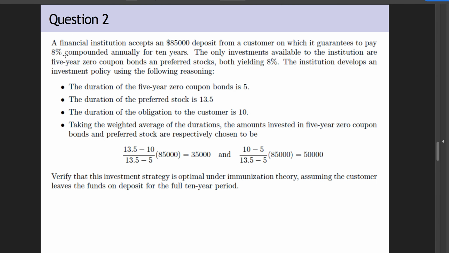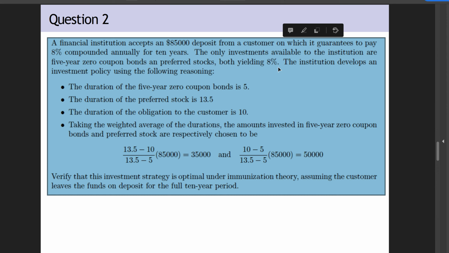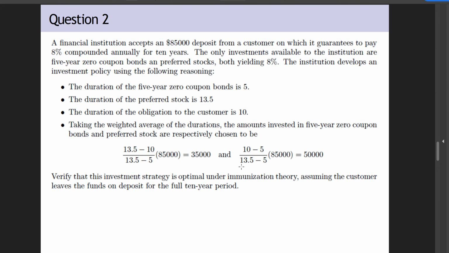And so this is going to be a liability. This is going to be an outflow in 10 years' time. So now the company wants to immunize against this. So it's going to try to create some assets to counteract this. So the idea is to take the money and then to generate these assets over here. So it's going to take $35,000 and buy a 5-year zero coupon bond with 8% yield. And there's also going to be $50,000 going into a preferred stock that is also going to yield 8%. So now we want to find whether this strategy can actually immunize what we're facing over here.